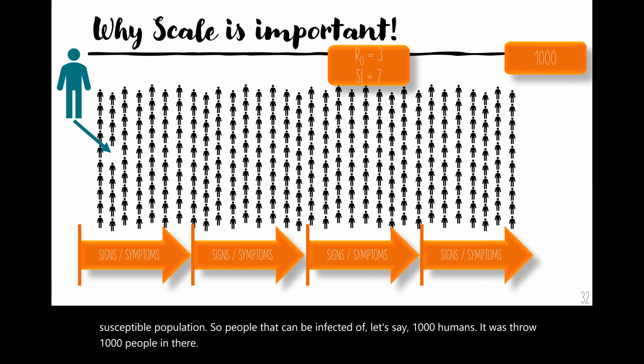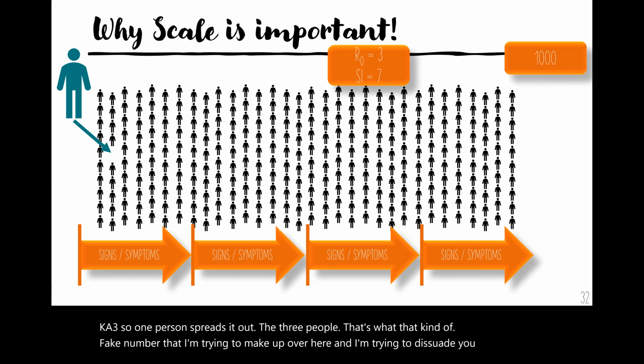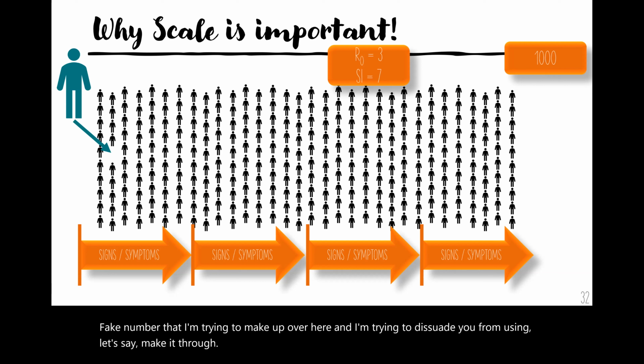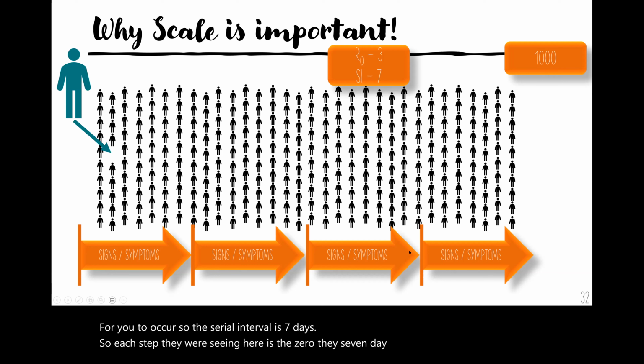If this agent has an R naught of 3, so one person spreads it to 3 people, that's a fake number I'm making up, one I'm trying to dissuade you from using. Let's say 3. But it takes 7 days for it to occur, so the serial interval is 7 days. Each step we're seeing here is day 0, day 7, day 14, day 21, and day 28.